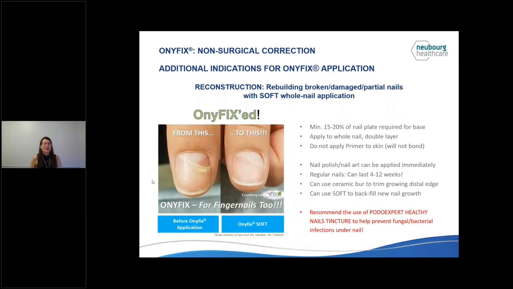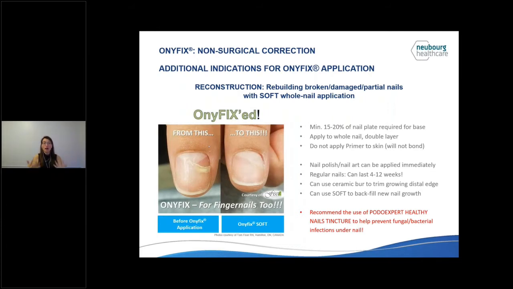One more here, we've got the reconstruction category now. So nail reconstruction is to be differentiated from nail restoration of nail health. Reconstruction is really for rebuilding broken, cracked, damaged, and partial nails. You would see this typically more in the aesthetics industry, but not always. We have to be fair.